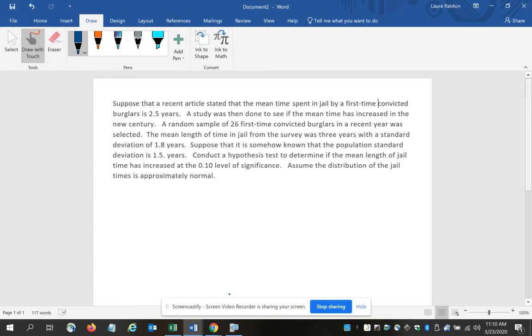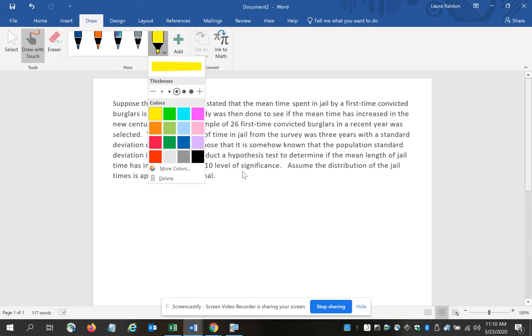Conduct a hypothesis test to determine if the mean length of jail time has increased at the 0.10 level of significance. Assume the distribution of the jail times is approximately normal. Okay, so the first step in a hypothesis test, after you read through the problem carefully, is to identify your hypotheses and then state those hypotheses.